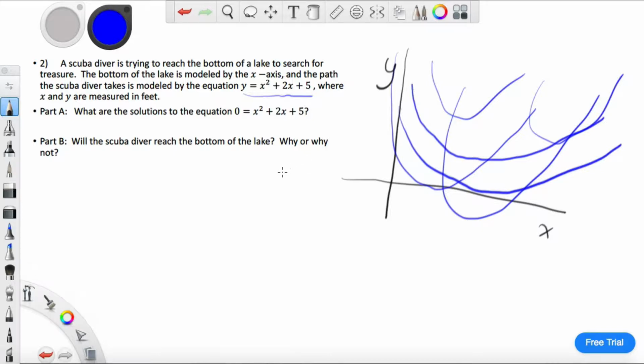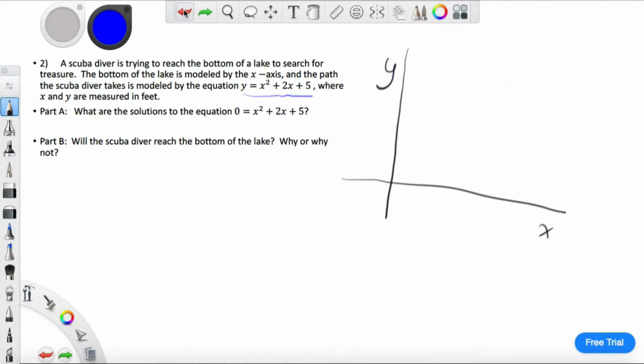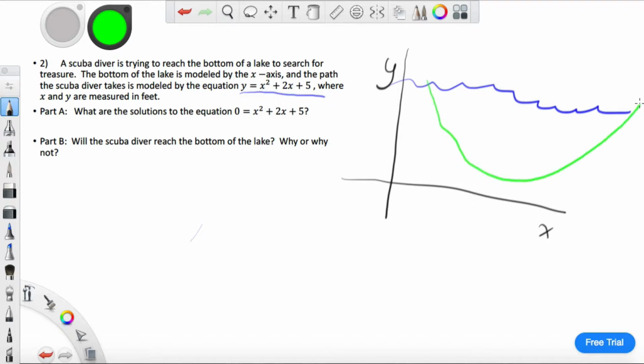Why or why not? Okay, so if we're going to think about it, we've got this parabola. Let's just say that the top of the water is up here somewhere, right? And I'll change the color for the scuba diver, and the scuba diver is going to dive in and go down for a while and then come back up again, right? And the thing that's going to make the scuba diver reach the bottom of the lake is if his or her path touches the x-axis. So the question is, is this thing going to at some point cross the x-axis? That is really what this is asking, okay?